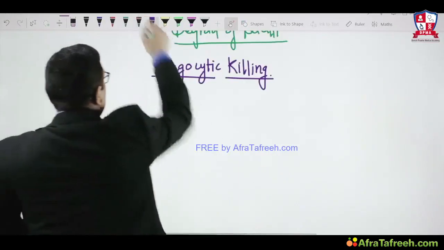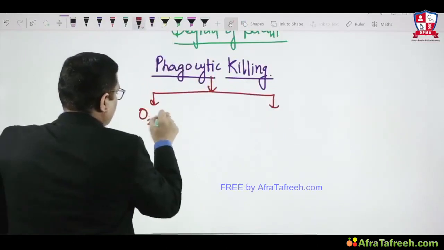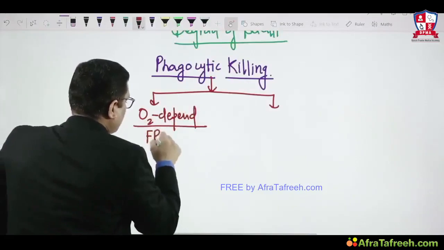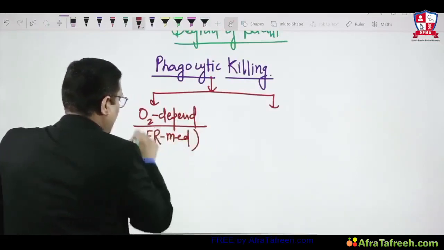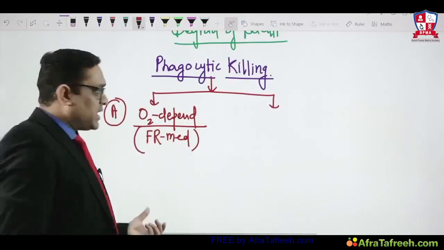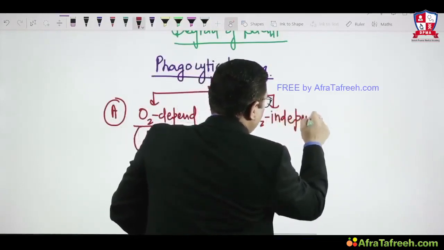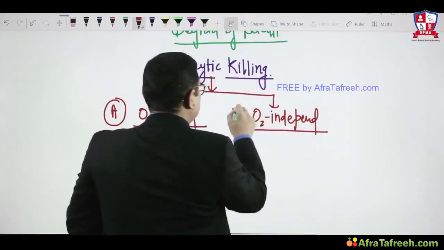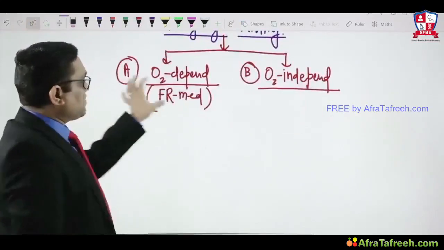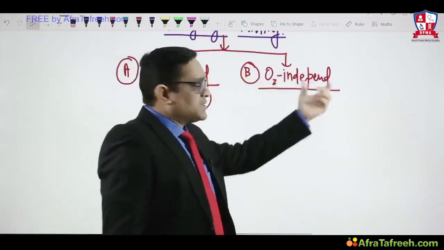So in other words, what I wanted to tell you, phagocytic killing can be oxygen dependent, right? Oxygen dependent means free radical mediated, right? This is the number one. So phagocytic killing is oxygen dependent via free radical, and it may be oxygen independent without using any free radical. So these are the two methods of phagocytic killing, right? So I am writing here phagocytic killing by two methods. Free radical method is called oxygen dependent, and without free radical it is oxygen independent.